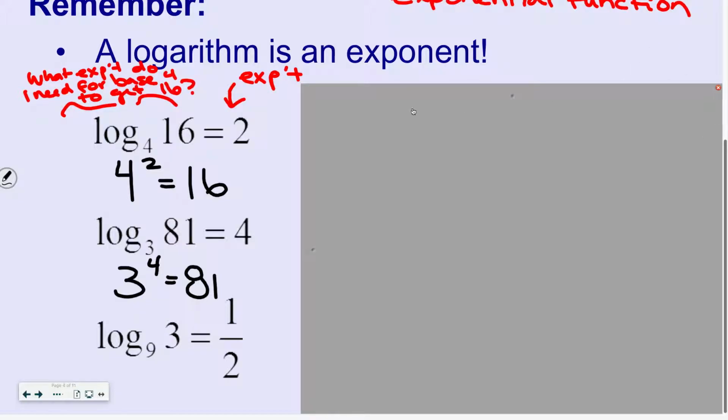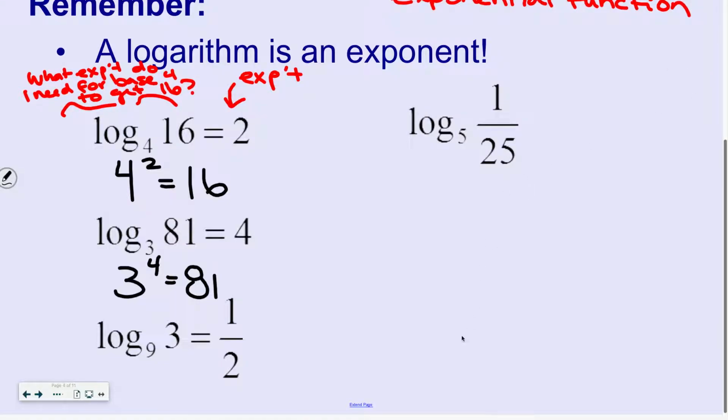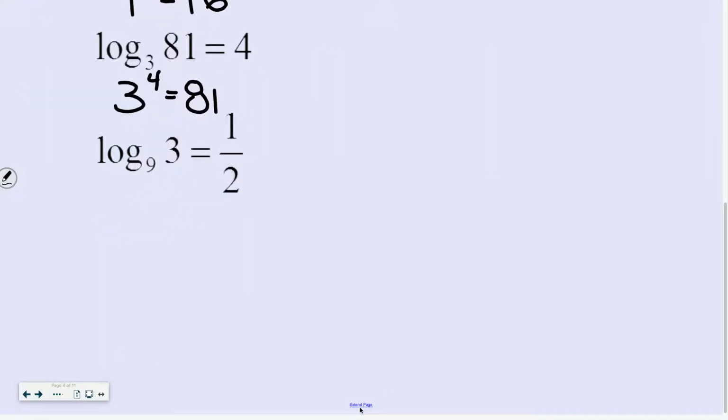The last one that I have down at the bottom, just to reconfirm some things we know about exponents, I have log base 9 of 3 equals 1/2. So that's saying 9 to the 1/2 equals 3. Now, 9 to the 1/2 does not mean 9 times 1/2, 4.5. I would just write multiplication if that's what I wanted to do.